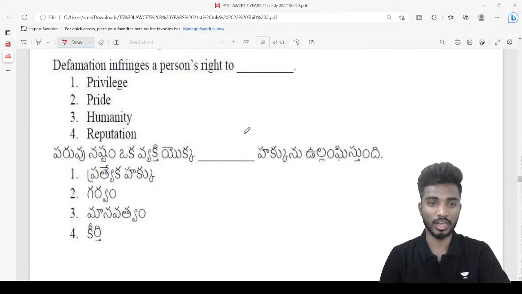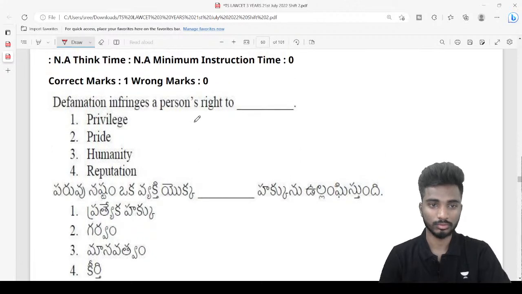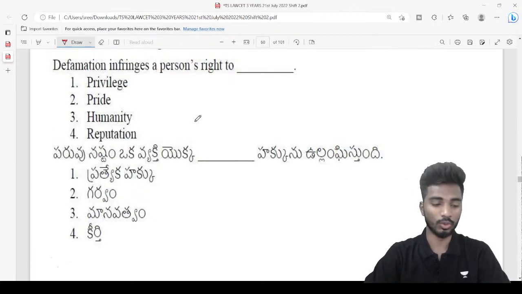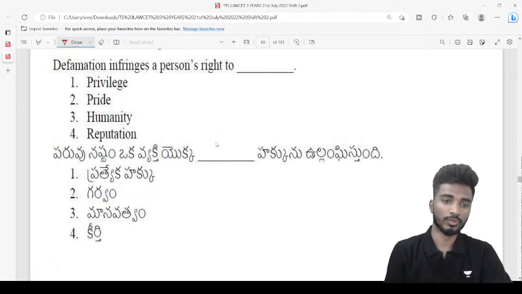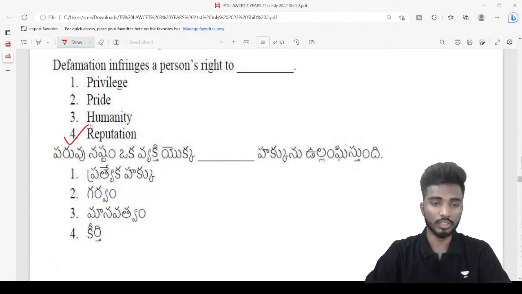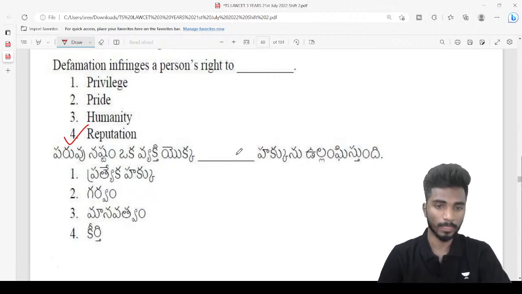Defamation infringes a person's right to what? Very good, excellent guys, very good Alpha, very good Nidhi. So we talked about reputation. What is the difference between reputation and privilege? Privilege is a special right that you have. MPs have certain privileges, so they cannot be arrested when the house is in session and such things. Whereas reputation is the value or fame that you have in society. Very good, Aishwarya. So defamation infringes a person's right to reputation.